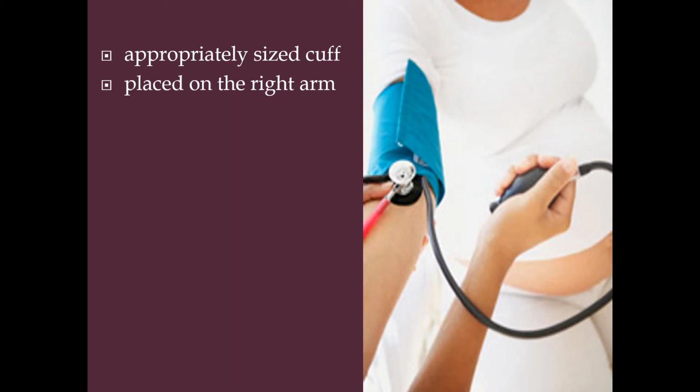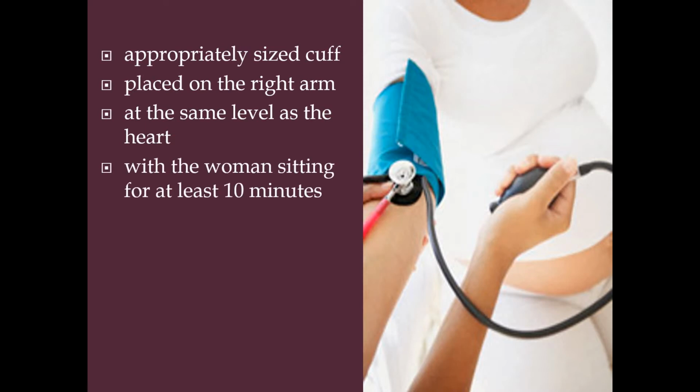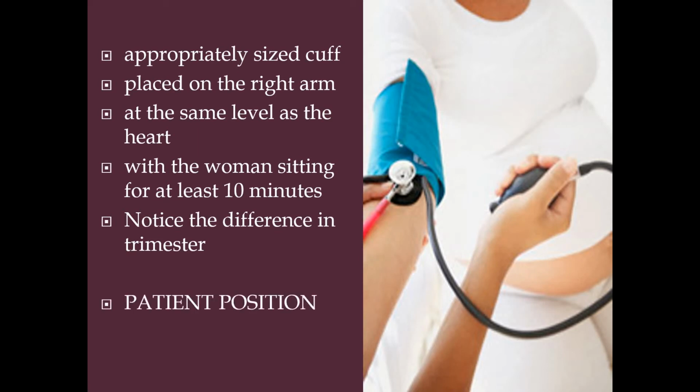Place the cuff on the right arm at the same level as the heart, and the patient should sit for at least 10 minutes, resting from walking, before you measure her blood pressure to get the appropriate reading. You have to notice certain things, like the different trimesters. Patients in the second trimester usually go into a hypotensive situation rather than a hypertensive one. As for patient position, the patient should be in a semi-sitting position when you are measuring her blood pressure.